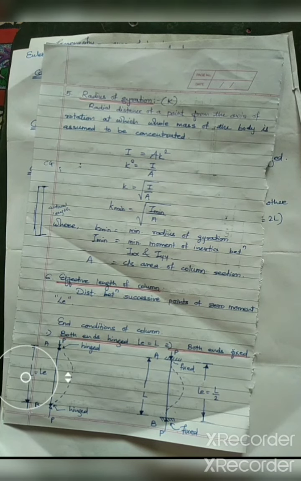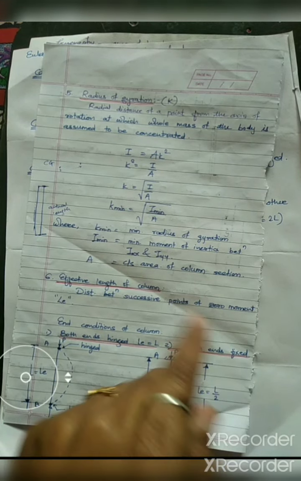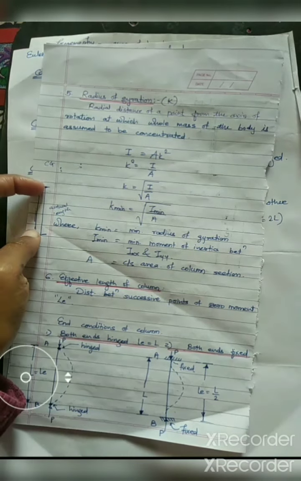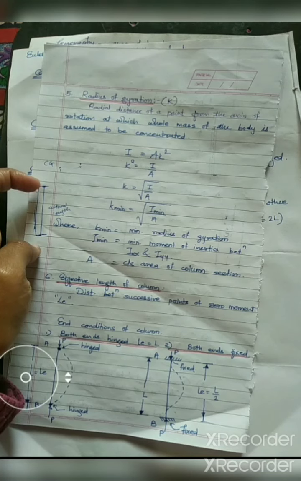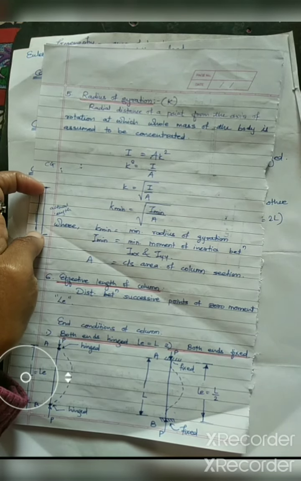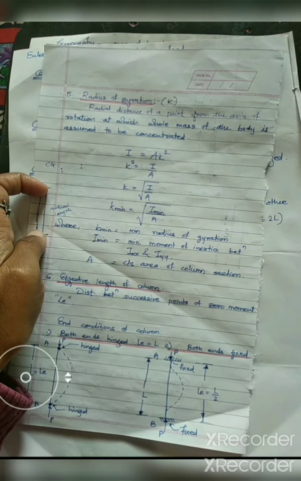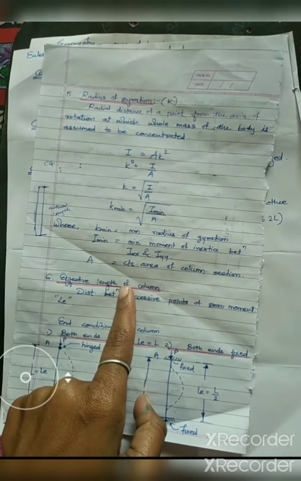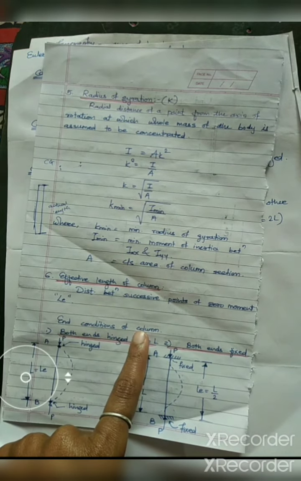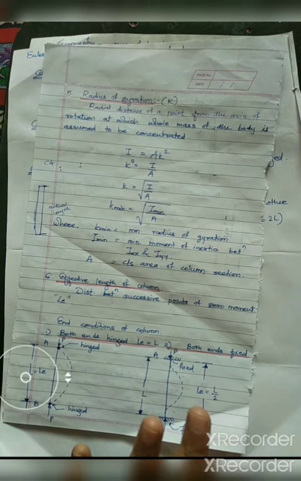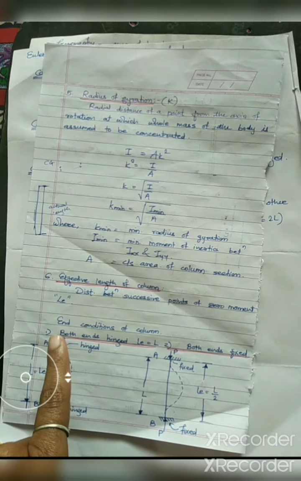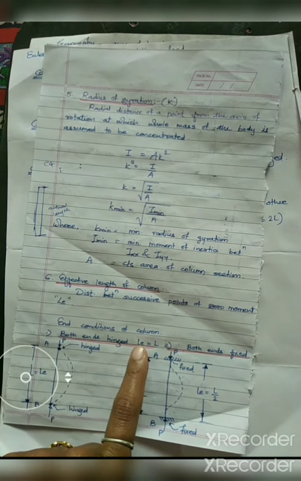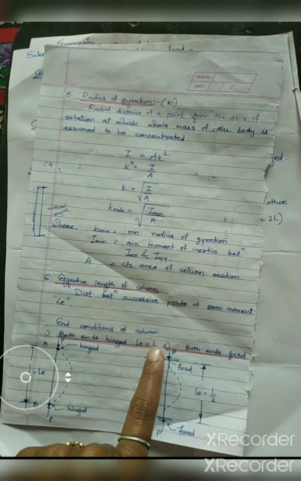So what is my effective length? Effective length is nothing but the distance between successive points of zero moment. The distance between the two points where zero moments act is the effective length of the column. This effective length depends upon the end conditions of the column. There are 4 end conditions of the column. The first condition is, if both ends of the column are hinged, then the effective length will be equal to the actual length.